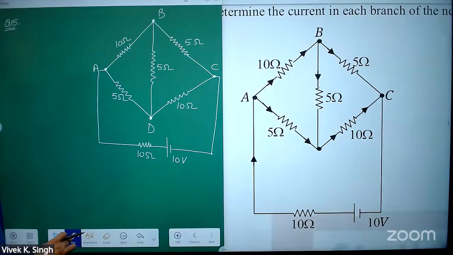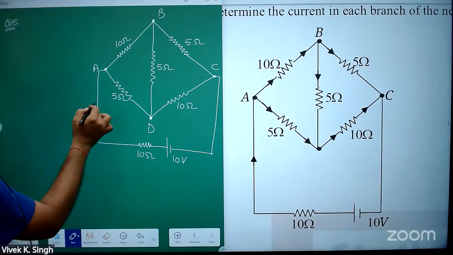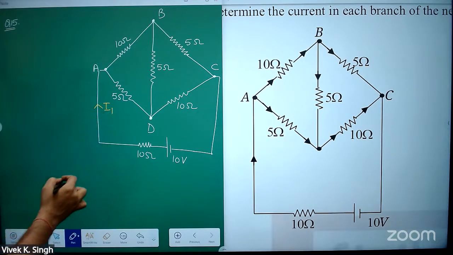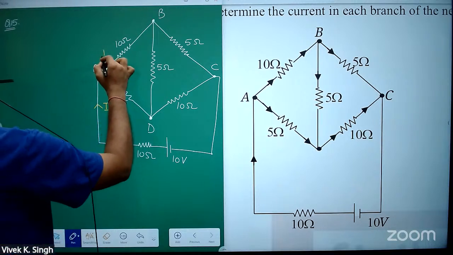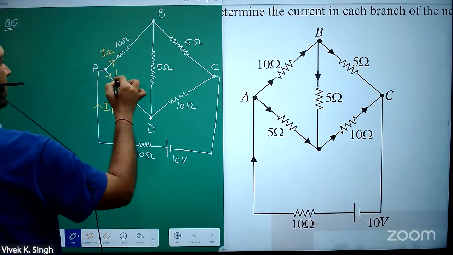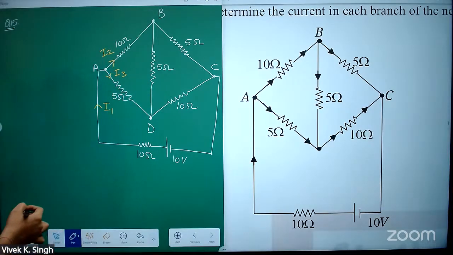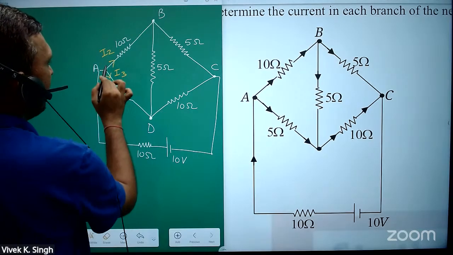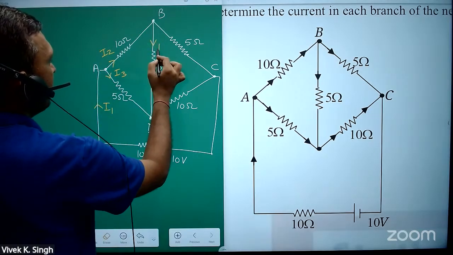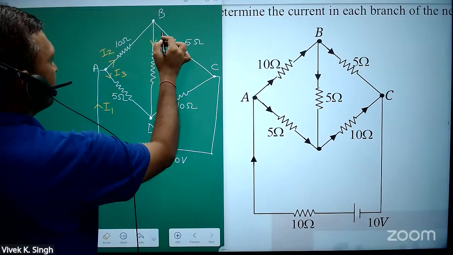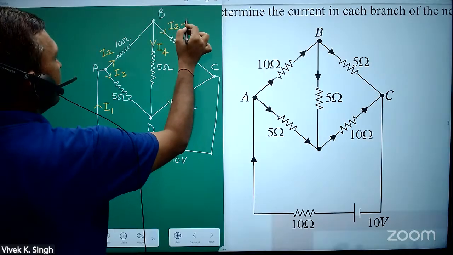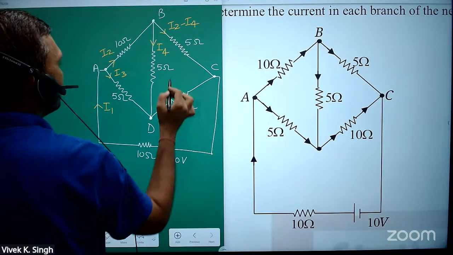Now see what will be the current that is flowing. So I am considering this current to be, let's say, I1. And let's say this current is I2 and this current is I3. So this is I1, I2, I3. I am taking this current to be I4. So what will be this current? I2 minus I4. So there are 4 unknowns.